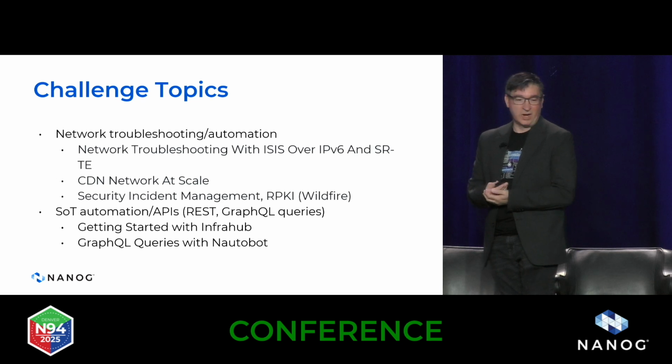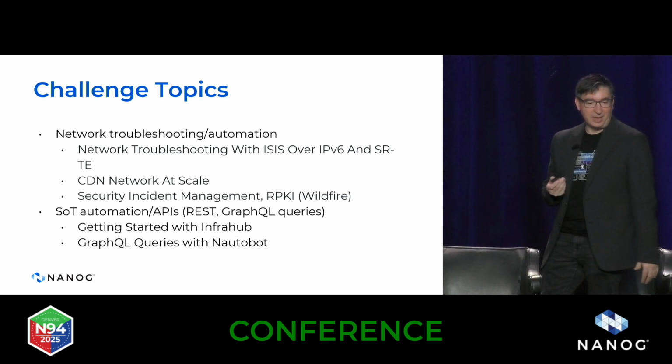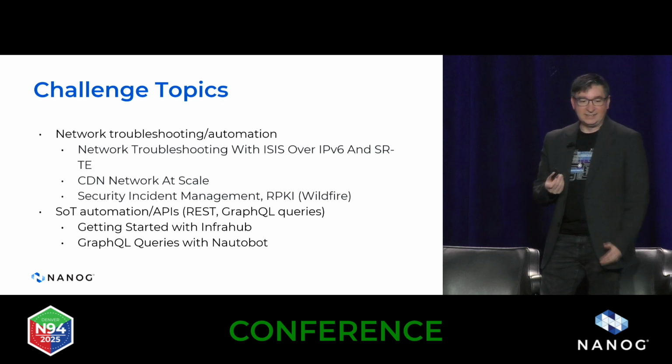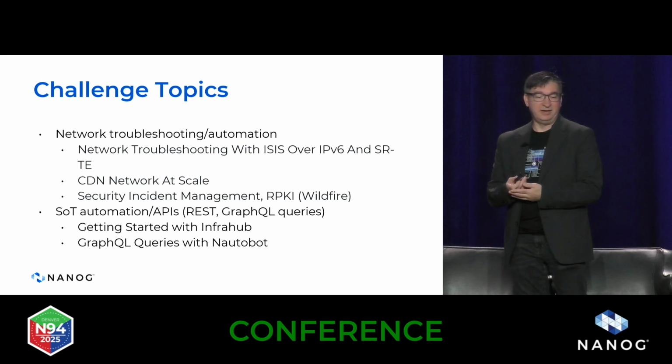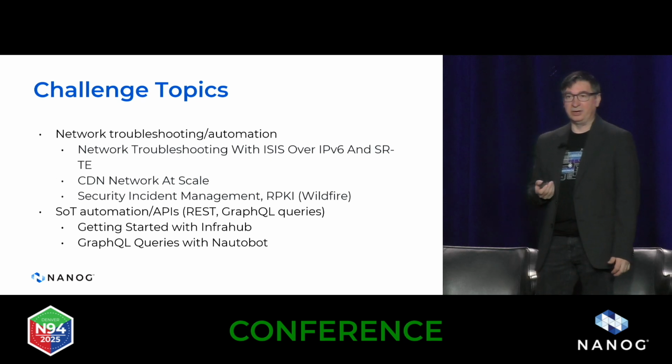There were challenges around network troubleshooting with ISIS over IPv6 and SRTE, and some unfortunate line wrapping there. A CDN network at scale challenge to troubleshoot a CDN network in a lab, as well as security incident management, RPKI routing security. That one got nicknamed Wildfire, as well as some API development, source of truth automation with REST and GraphQL queries. Getting started with InfraHub and crafting GraphQL queries in Nautobot.